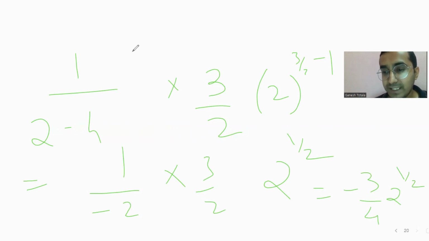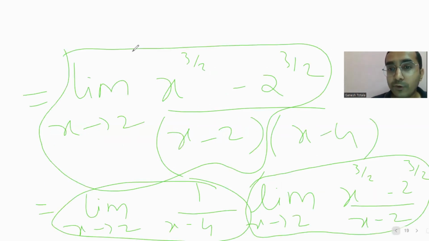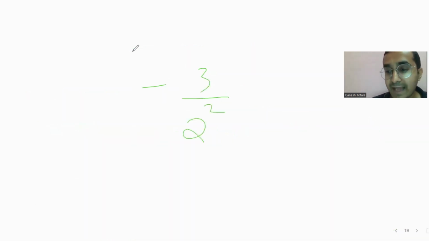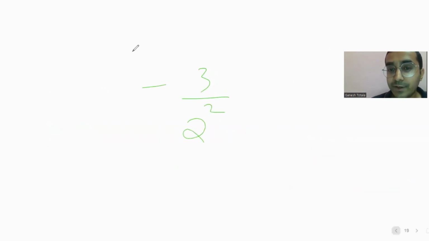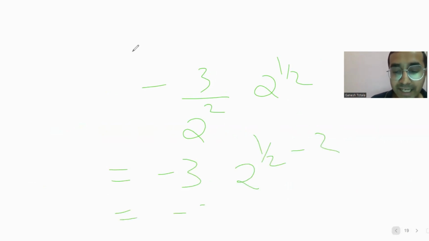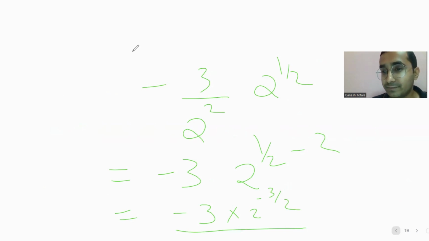So what I can do is, negative 3 by 4, I can write as 2 square, and this 2 raised to half I'll keep as it is. So it is 2 raised to half. So this is negative 3 into 2 raised to half minus 2. So the answer is negative 3 into 2 raised to 1 minus 4. So it will be minus 3 by 2. So the answer is this for that limit.